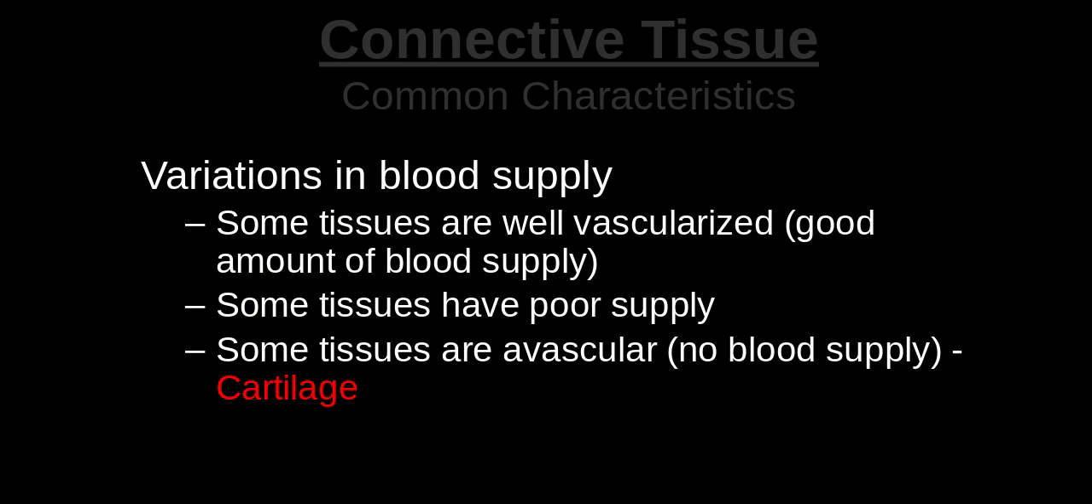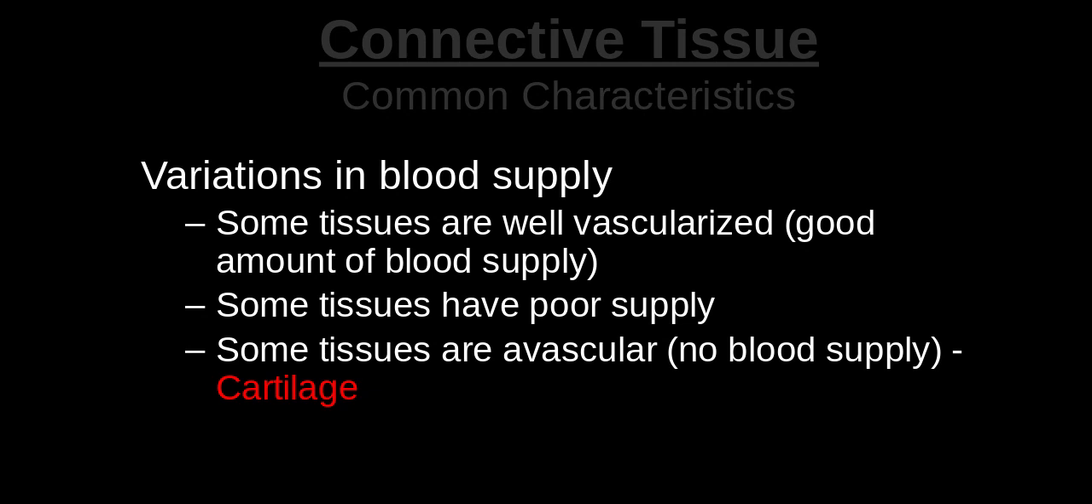One of the biggest characteristics of connective tissue is that it usually has a good blood supply, but there can be wide variations in blood supply. Some tissues are well vascularized, meaning they'll have a good amount of blood supply. Some will have poor supply, and some will even be completely avascular, meaning they have no blood supply. The example we're going to talk about for that is cartilage.